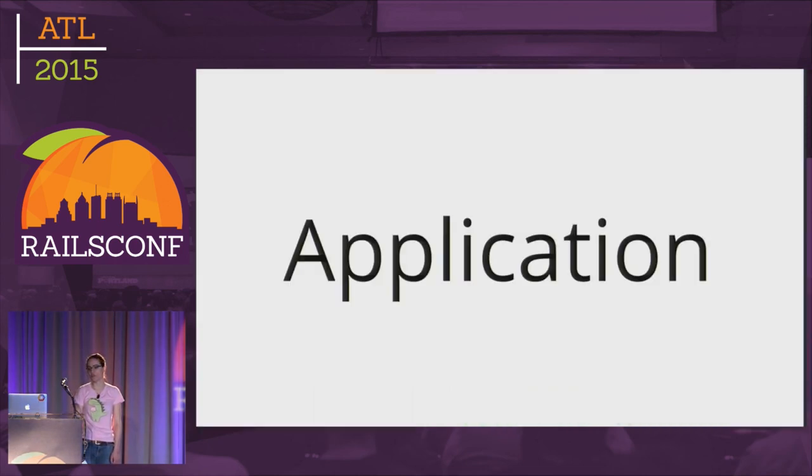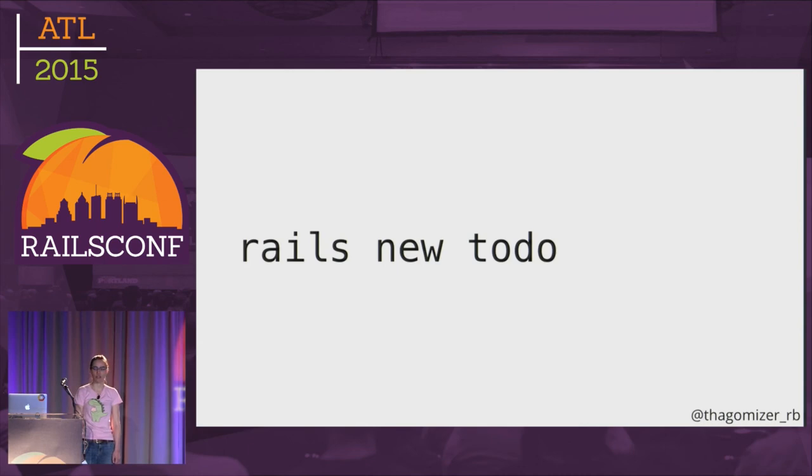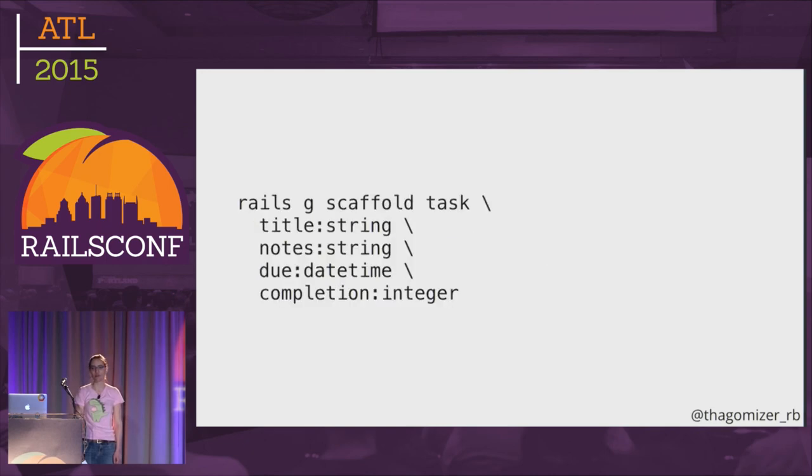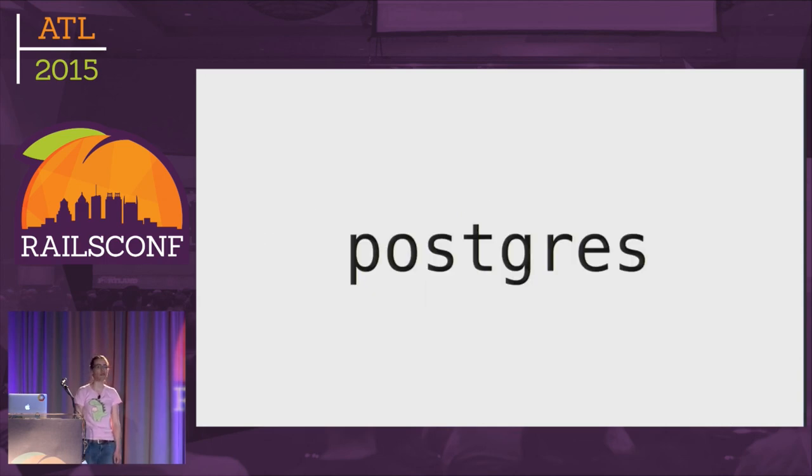So to make this application, rails new todo. And there's a lot of tutorials out there for using Docker and Rails, but almost all of them stop here. They don't actually have any sort of models. And a Rails app without models is kind of boring. So let's make a simple model for a task, has a title, some notes, a due date, and a completion parameter, which is just an integer. And to make it a little more exciting, I'm gonna use Postgres as my production database, but I'm gonna use SQLite in dev and test. This is probably familiar to a lot of you. It's something that you've done multiple times before.